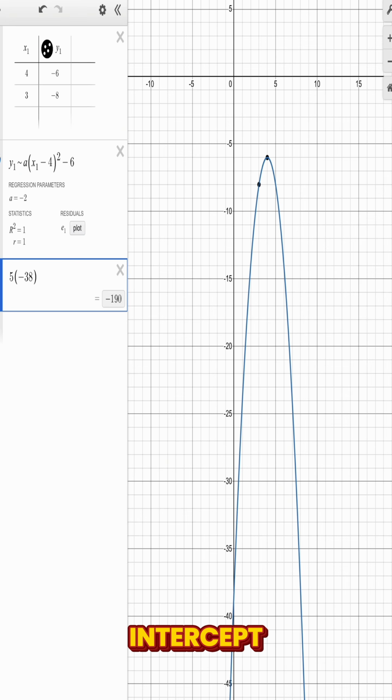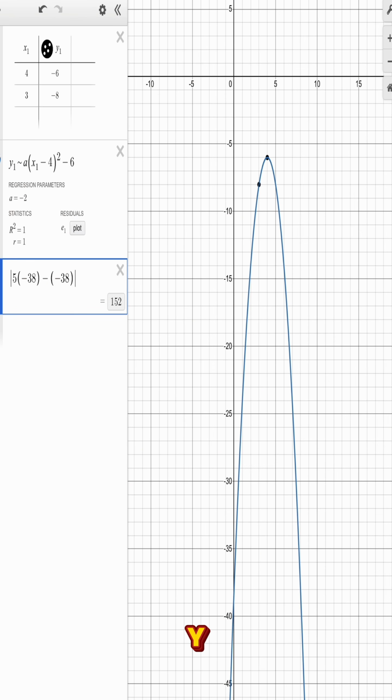He's not asking for the y-intercept of the second function. He's asking for the positive difference between both y-intercepts. So this is the first y-intercept, which is 5 multiplied by negative 38, which resulted in negative 190. I'm going to subtract from it the y-intercept of the initial function, which is negative 38. It gave me negative 152. He's not asking for the negative difference. He's not asking for any difference. He's asking for the positive difference. That's why I have to take the absolute value of this. If I take the absolute value of this, it's going to be positive 152. So this is my answer: 152, the positive difference between the two y-intercepts.